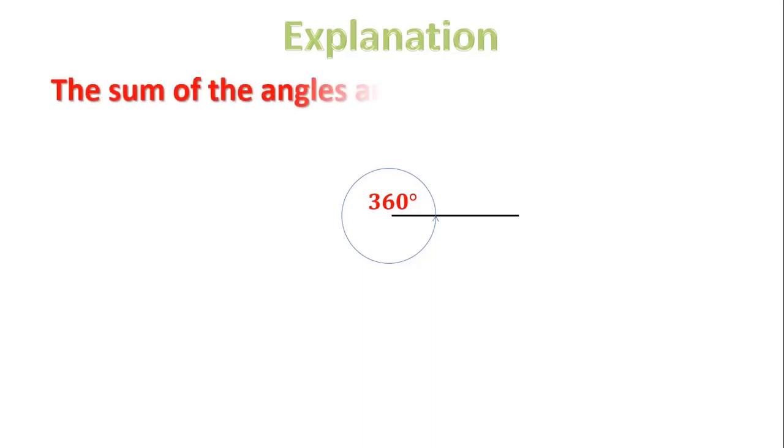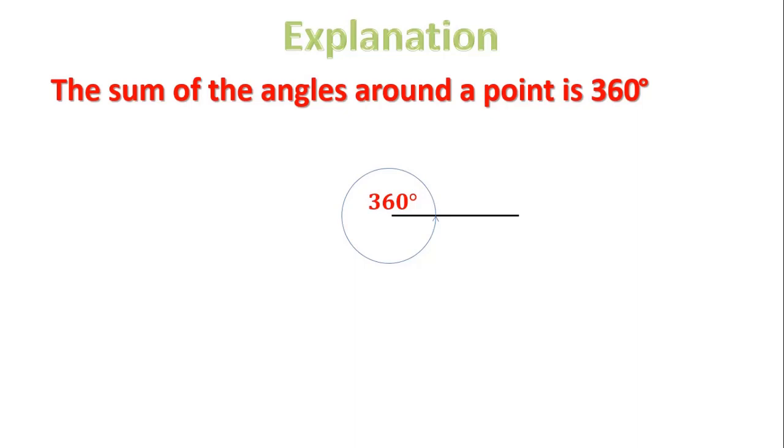So, we've got a bit of an explanation as we start this. Let's have a look. There we have a straight line. Now, if we go all the way around and back to where you started, it was 360 degrees. Just like a circle, 360 degrees. Alright, so the sum of the angles around a point is 360 degrees. And that's what we're dealing with today.